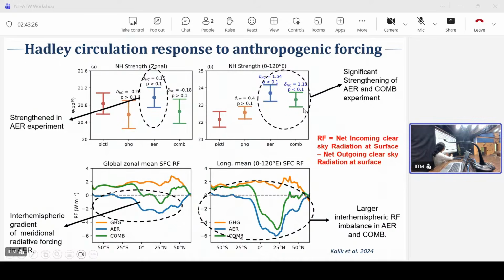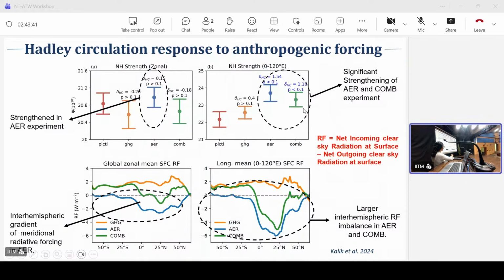So over the Indian Ocean region here, in the combined experiment as well as in the AER. So both the experiments, it is strengthening over the Indian region, the Hadley cell is strengthening. So how does it happen?